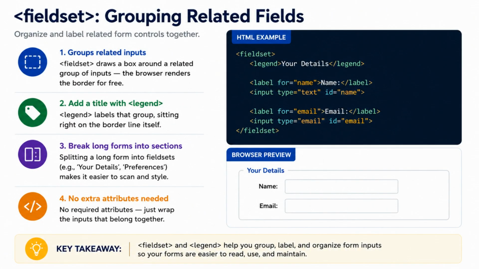Fieldset and legend. Fieldset draws a box around a related group of inputs. The browser renders that border for free, no CSS needed. Legend labels that group, sitting right on the border line itself. Practical use: breaking a long form into labeled sections like your details and preferences makes it easier to scan and style. No extra required attributes, just wrap the inputs that belong together.